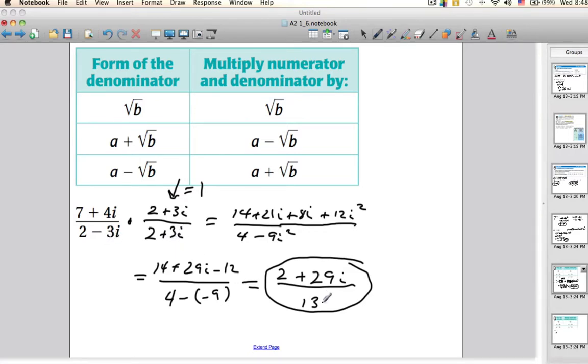So you'll see now I started with a complex number in the denominator, and by multiplying by the conjugate, I'm able to eventually have a real number in the denominator, which is what I need to have. So this is rationalizing the denominator when the denominator is a complex number.